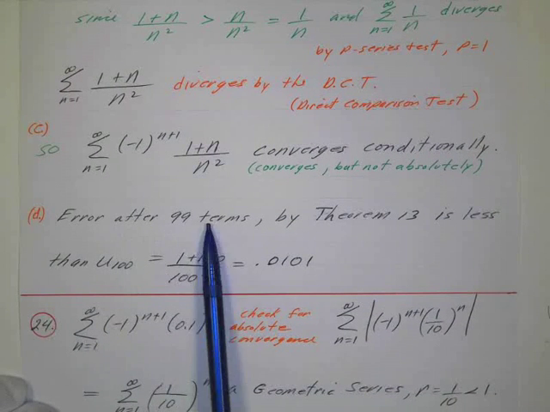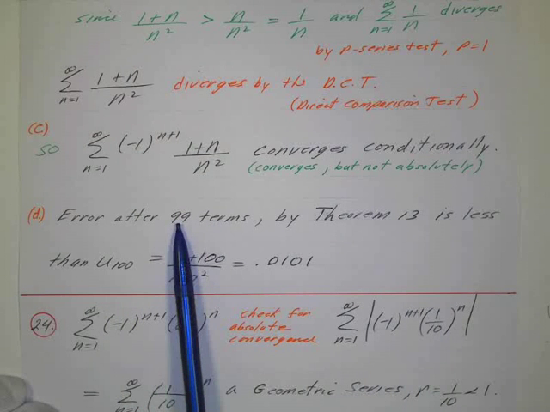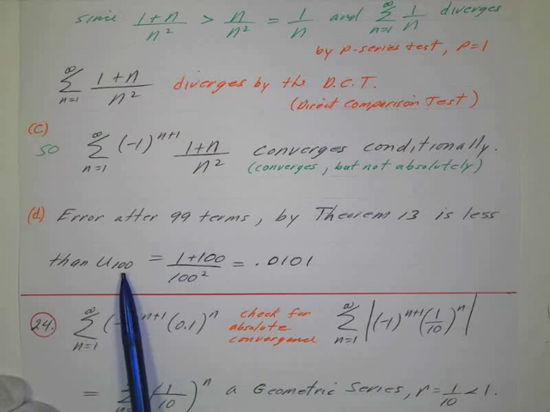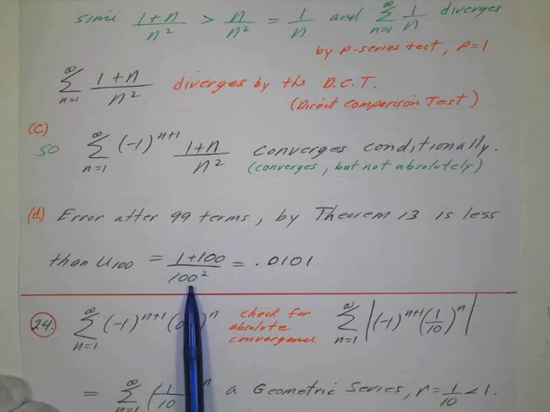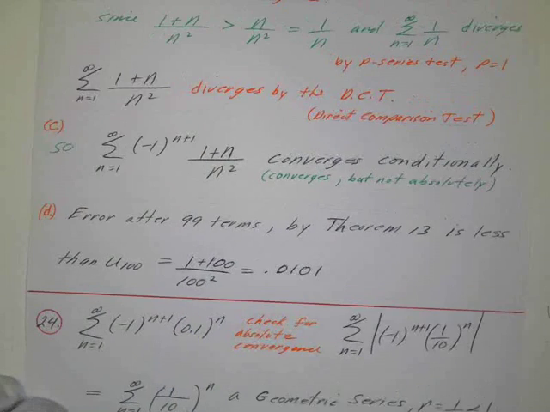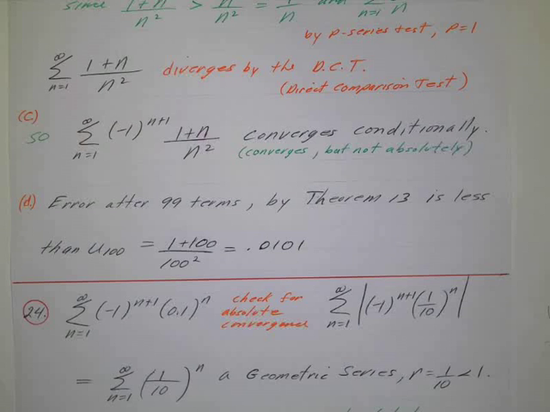Okay? And then the error after 99 terms, by theorem 13, it's less than the 99 plus first term, or the 100th term. So U sub 100 is just 1 plus 100 over 100 squared. And if you work that out in your calculator, you get 0.0101. So it's what we call the first unused term. Okay, number 24.